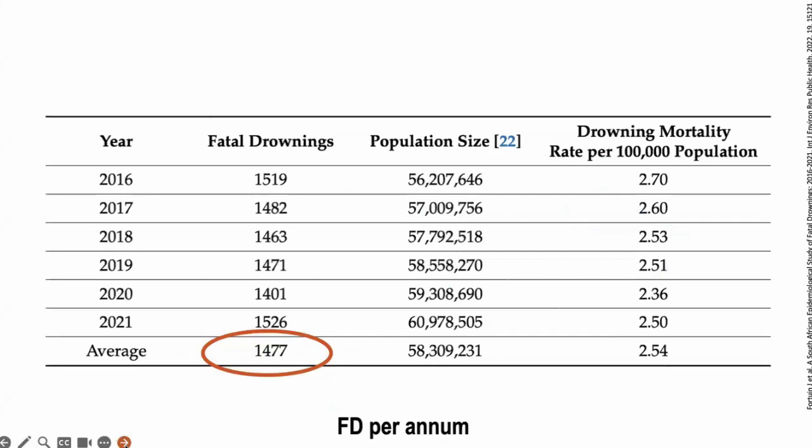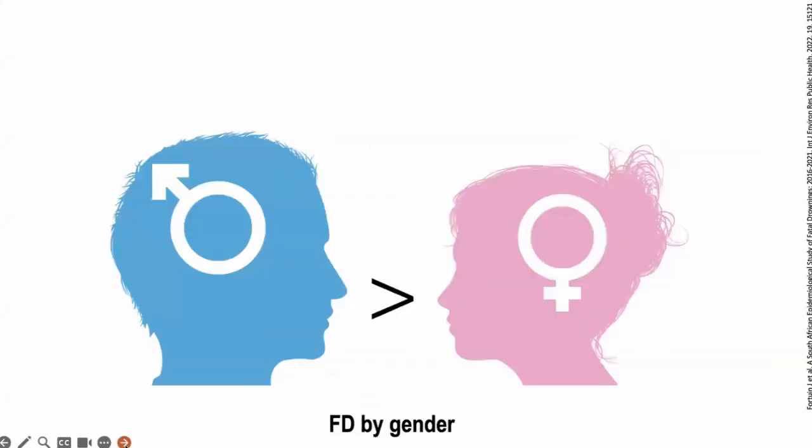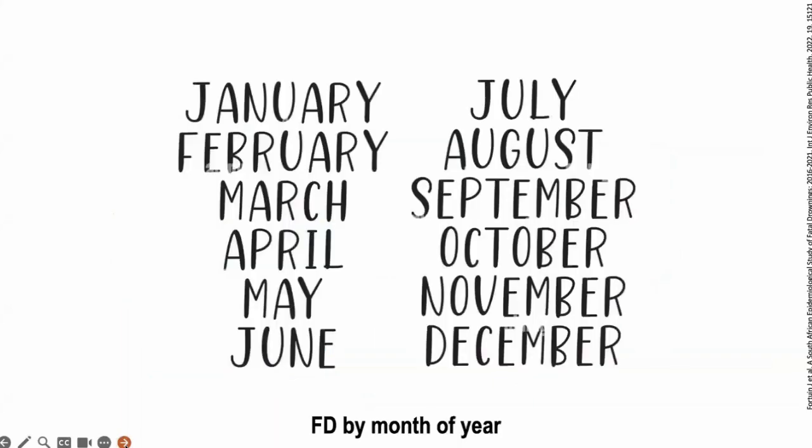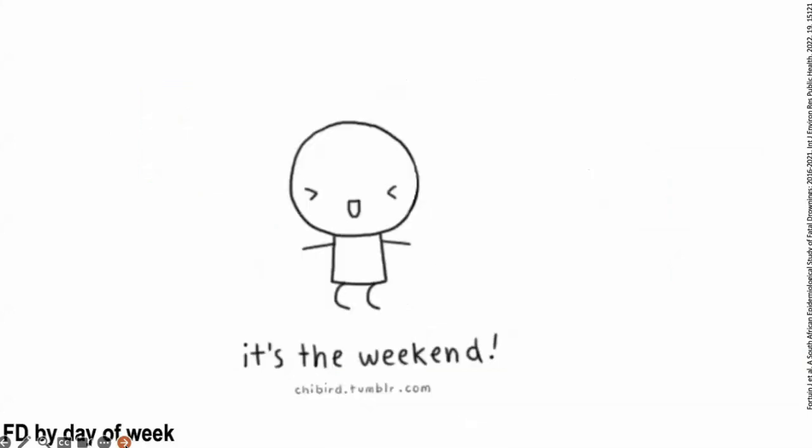What about how many average fatal drownings do we have a year in South Africa? 1,477 is the statistic that was captured as the average for the last couple of years. Unfortunately, there are a large number of unreported deaths, especially if bodies are not found or recovered. Males are much more likely to suffer fatal drowning than females, and this is true internationally and in our literature as well. Months of the year, it's usually summer months, and in South Africa, January and February are the biggest danger times, and November as well.